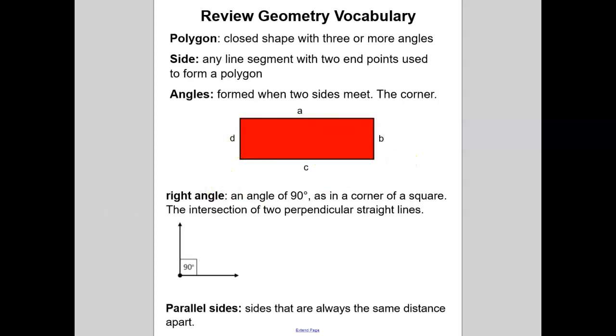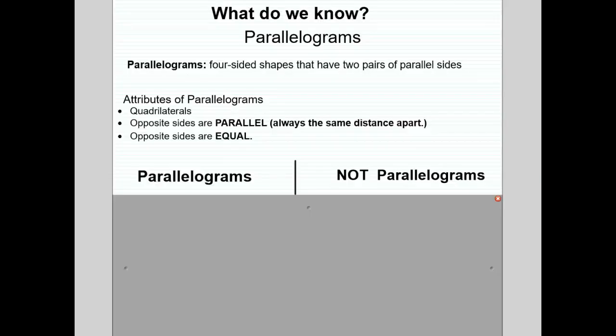Well, this is really convenient because our next slide is all about what we know about parallelograms from yesterday. You know, third graders, that parallelograms are 4-sided shapes that must have 2 pairs of parallel sides. The attributes of parallelograms, or the characteristics that all parallelograms share, is they're all quadrilaterals.